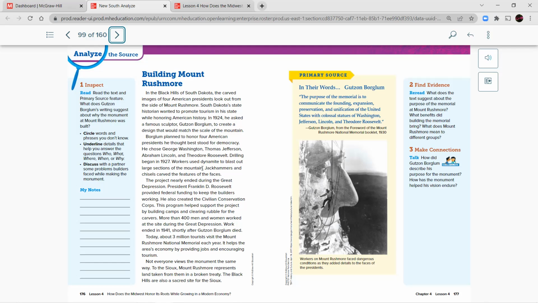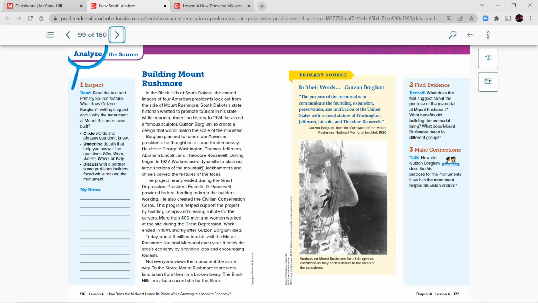Building Mount Rushmore. In the Black Hills of South Dakota, the carved images of four American presidents look out from the side of Mount Rushmore. The South Dakota state historian wanted to promote tourism in the state while honoring American history. In 1924, he asked the famous sculptor, Gutzon Borglum, to create a design that would match the scale of the monument. Borglum planned to honor four American presidents he thought best stood for democracy. He chose George Washington, Thomas Jefferson, Abraham Lincoln, and Theodore Roosevelt.